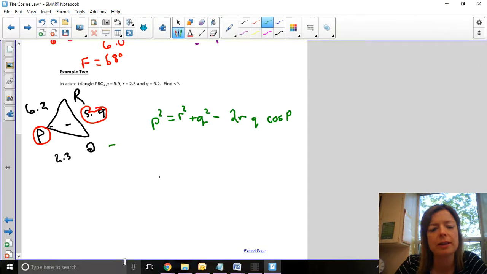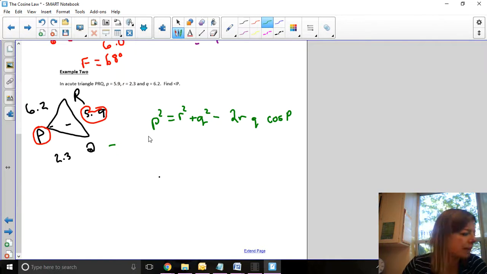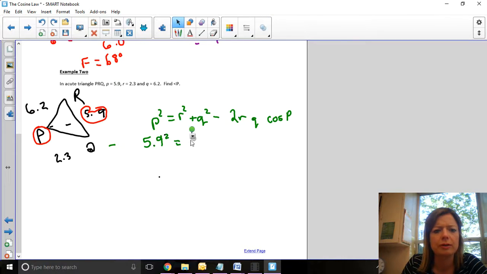Okay, so eventually you're going to have to be able to undo your cosine ratio to solve for P, because all of these sides are known, so the only unknown will be P. Okay, so you get 5.9 squared equals R, so 2.3 squared plus 6.2 squared minus 2 times 2.3 times 6.2 times cos P.